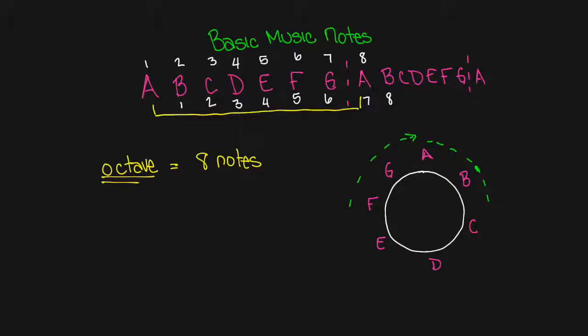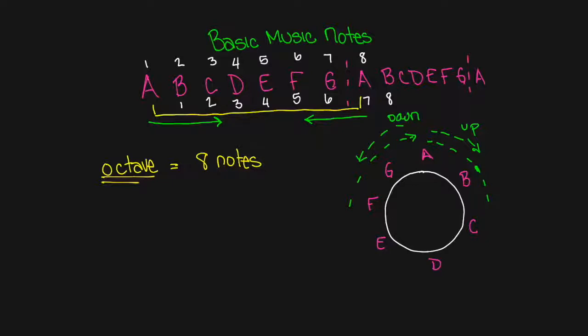Now, the next thing I want to think about is direction. And so I'm going this direction, and I'm going to call that going up. And if I were to go this direction, we're going to call this going down. Okay, so going up and going down. And so on my circle here, going this direction is going up, and going this direction would be considered going down. Okay, so going down the scale, or down the musical alphabet, or going down the basic notes, or going up them.